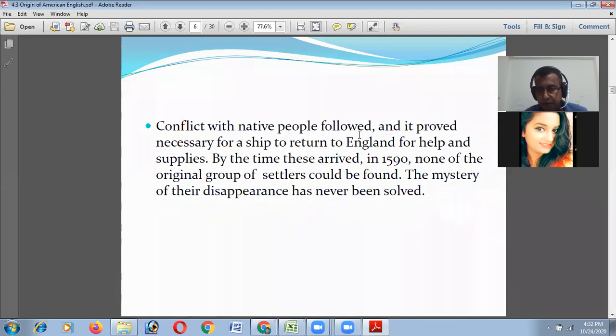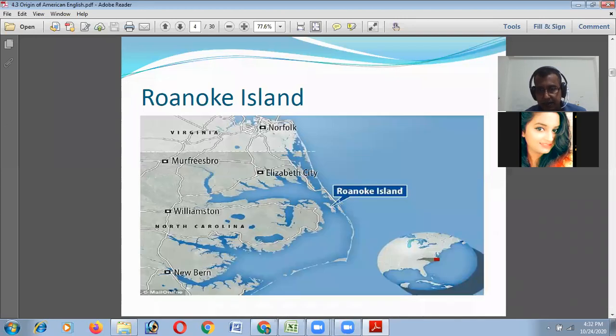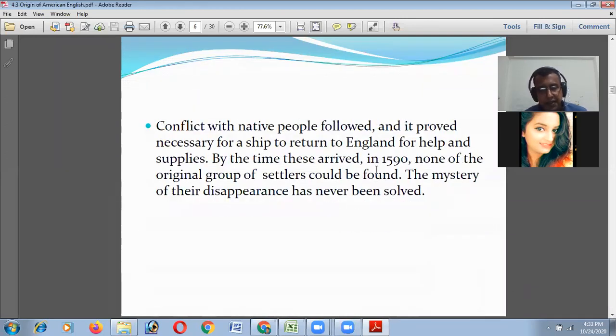Conflict with the native people followed the first settlement in Roanoke Island. So after that, there was a conflict with the native people over there in America. Before 1584, people had been living on the American continent, and those were the Native American people, especially the Red Indians. So when Raleigh established the first colony or settlement in the American continent in 1584, the conflict between the American inhabitants and the English started.